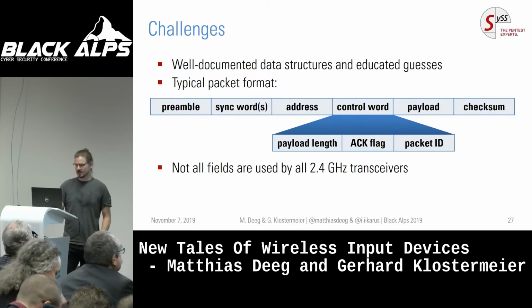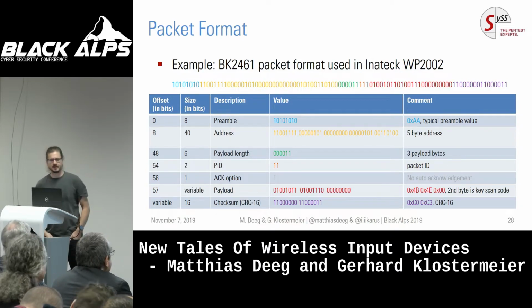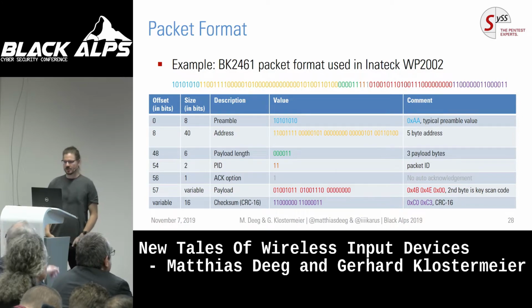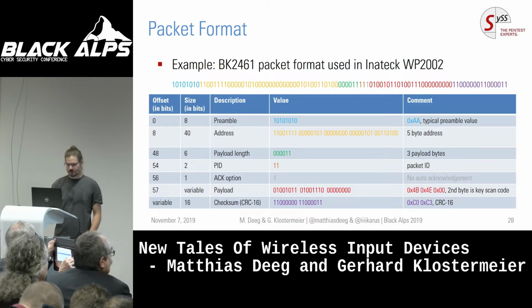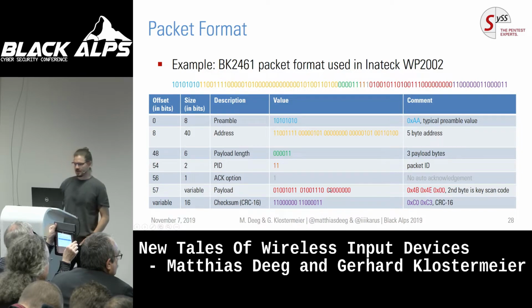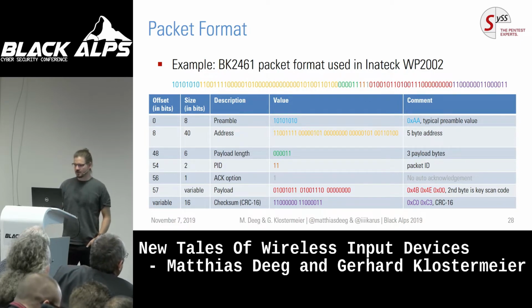And if you looked at the data sheets and the ones and zeros in the air, you eventually come to something like this. So you understand what the preamble is. You can dissect the actual address that the chips are using, some more control fields, payload length fields, and of course, most important, the actual payload that is sent by the devices and the CRC checksum field. So this is an example for one of them, but they are similar in most cases.